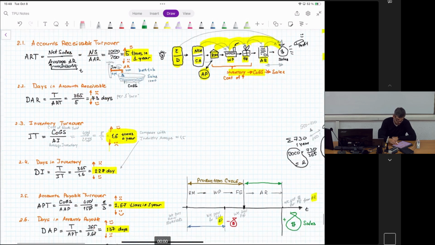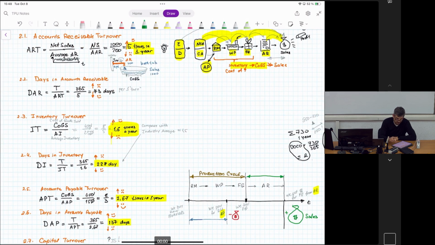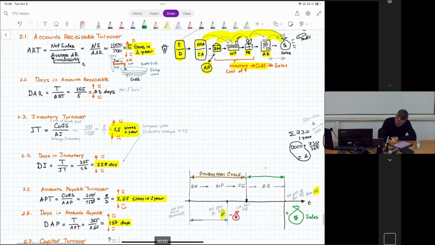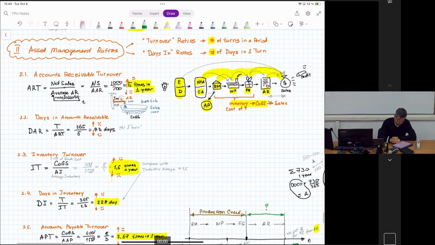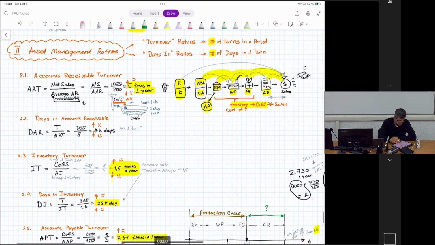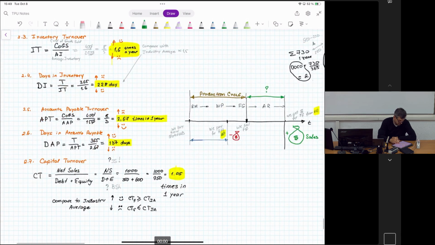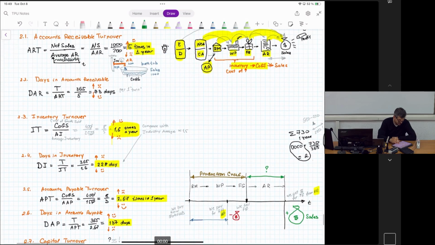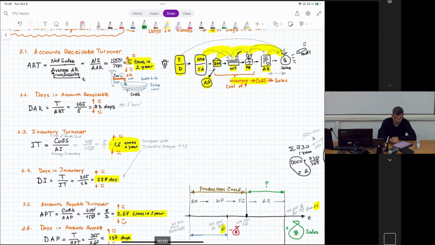Which ratio can I put here where the green is? What ratio should fit here? Accounts receivable turnover. You think? Okay, Evelina thinks it's 2.1. Any other ideas? 2.6 days in accounts payable. Well, but that's not accounts receivable. Okay. Anything else? It's 2.2 days in accounts receivable.